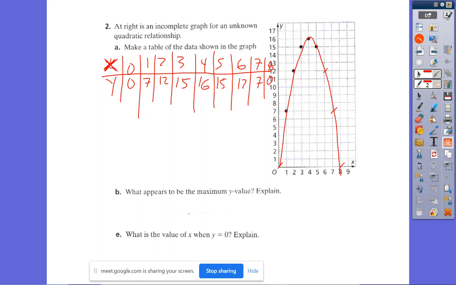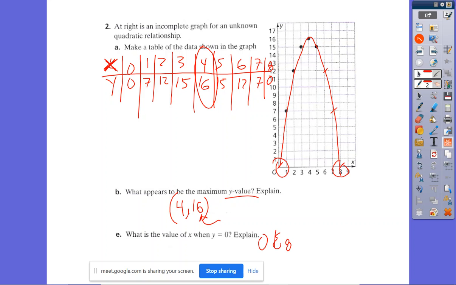All right, what appears to be the maximum y value? Well, clearly the maximum y value is 16, at x equals 4, but it just asks for a y value, so 16 would be acceptable as well. What is the value of x when y is 0? Well, that happens twice. So we get a 0, and we also have 8.